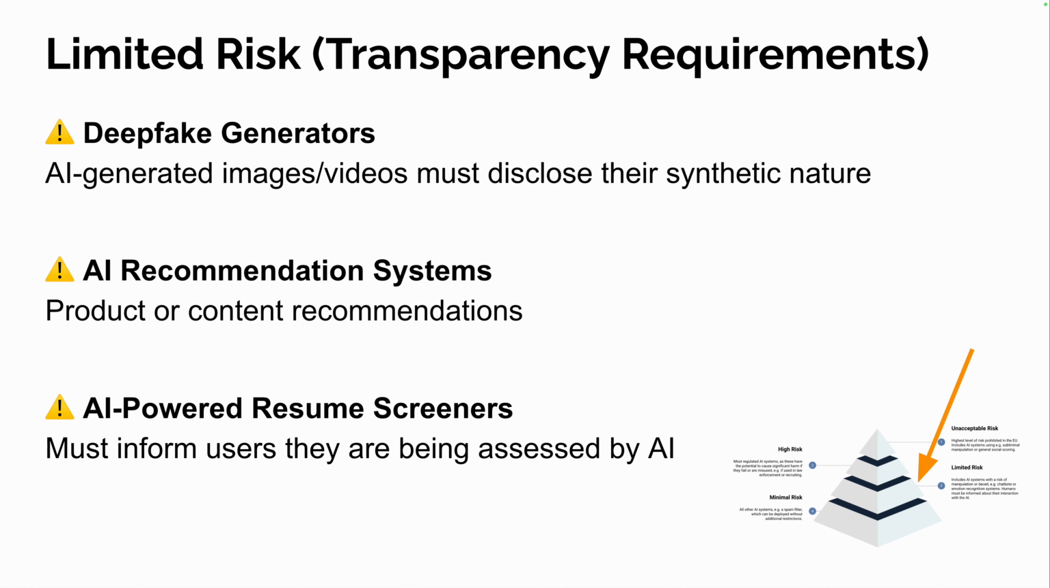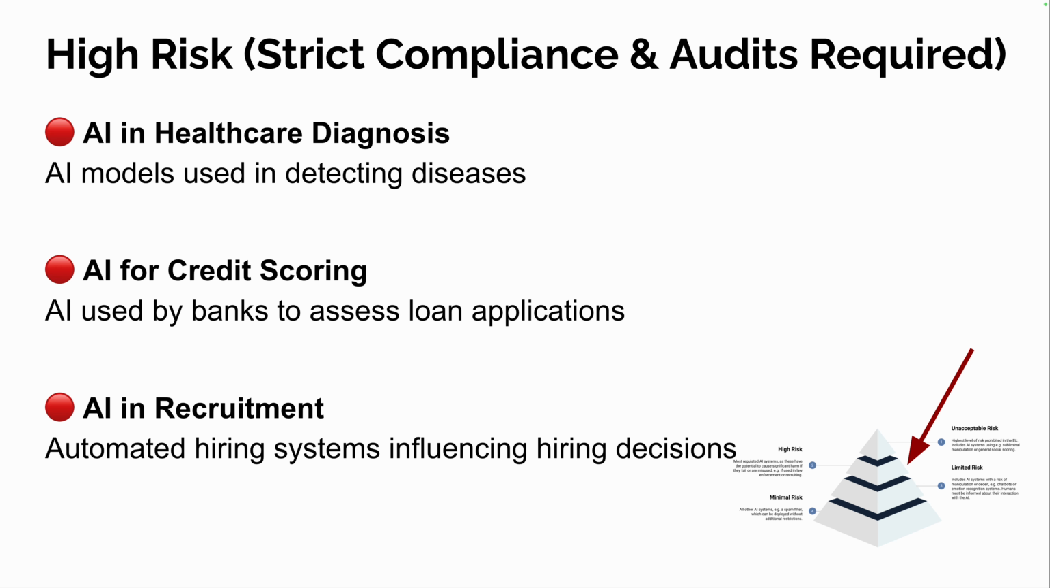Limited risk could be deepfake generators. AI-generated images or videos must disclose their synthetic nature. They should mention that this is an AI-generated video. An AI recommendation system, with product or content recommendations that e-commerce shops usually use, will go through limited risk, also known as transparency requirements. AI-powered resume screeners can be limited risk. They must inform users that they are being assessed by an AI applicant tracking system, or ATS.